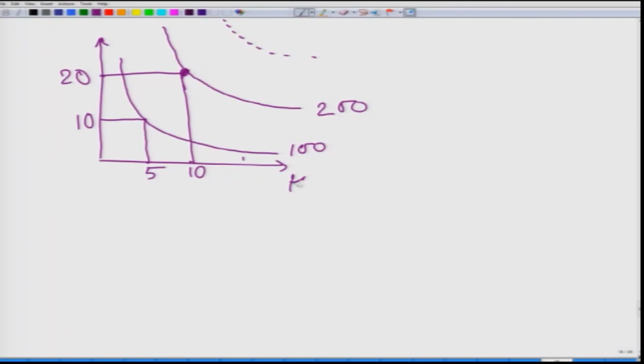Similarly, when I move 1.5 times, say from 10 to 15 doctors and 20 to 30 beds, then what I find is that instead of increasing from 300 to 450, I will probably observe that it is giving 600.